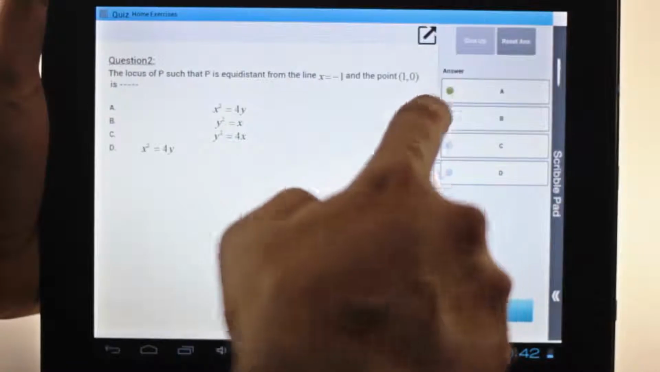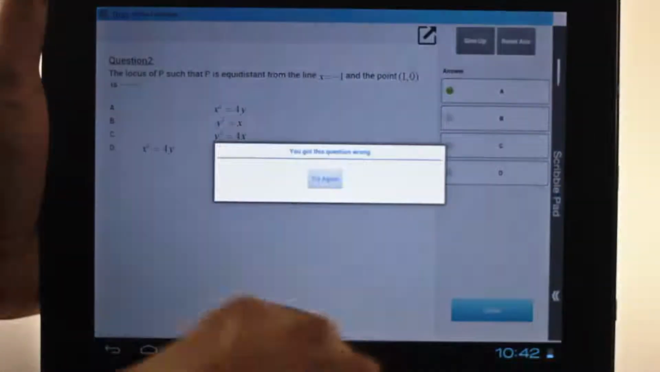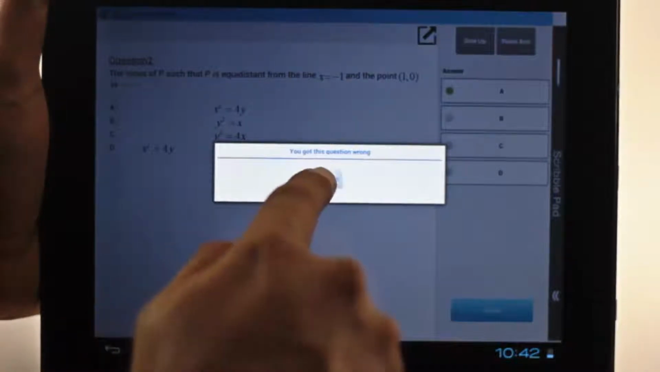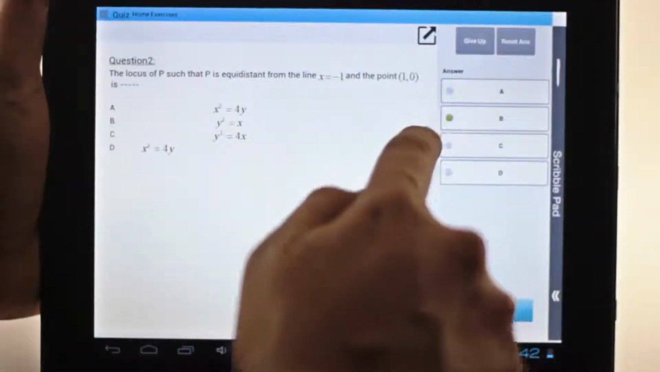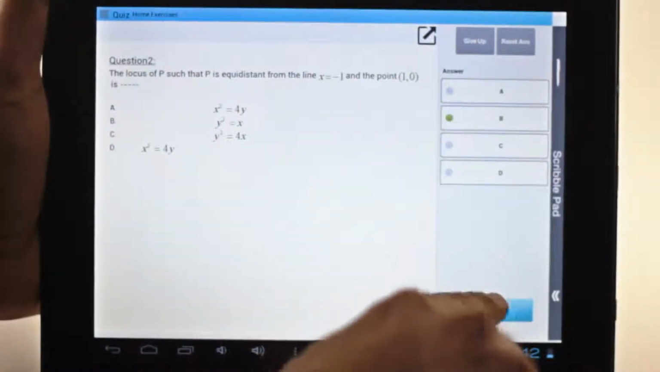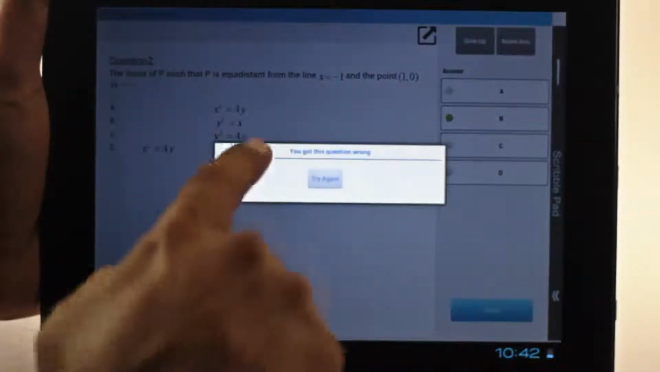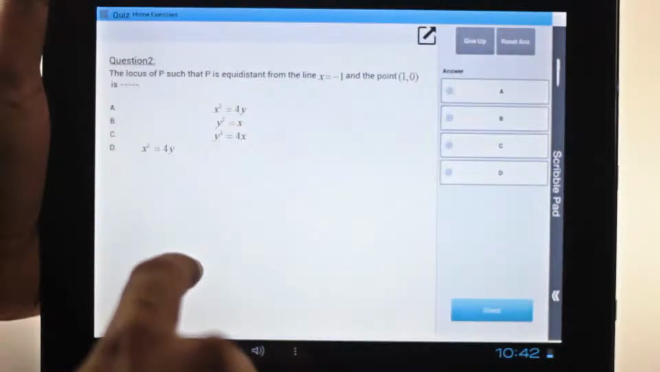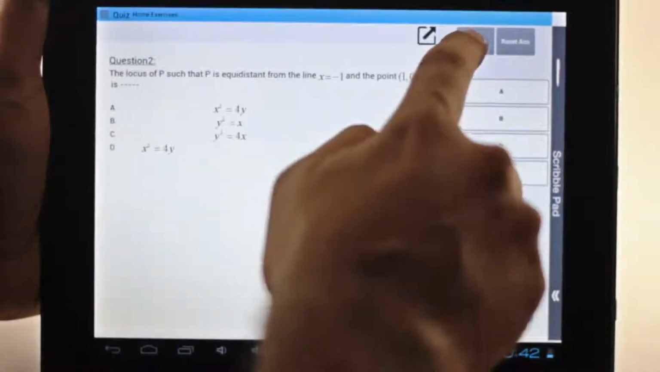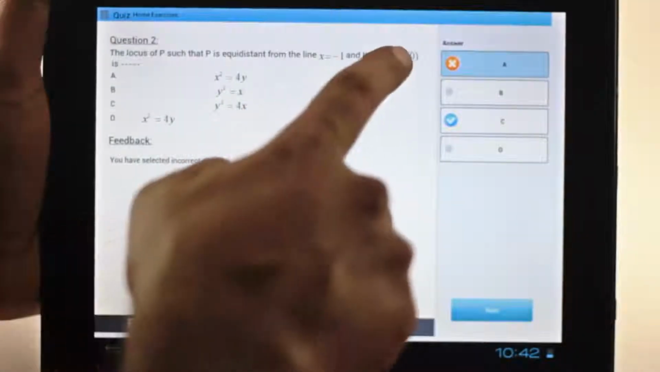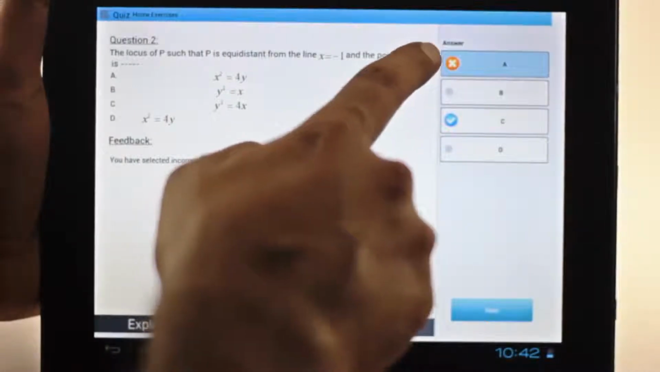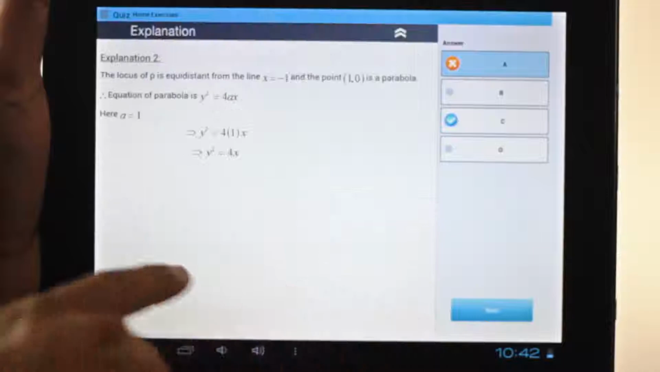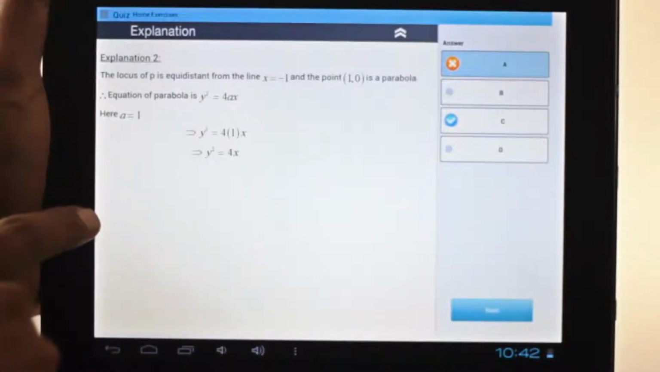I can mark answer, say A. Check. It says you got this question wrong. So here, after every question, you immediately get to know whether you understood that question or not. I'll mark B. Check. It says you got this question wrong. Try again. I already tried twice. Let me give up. You can see Give Up here. The moment I give up, it tells me that I initially marked A and the right answer is C. If I want to take a look at the explanation, I have an explanation right here.